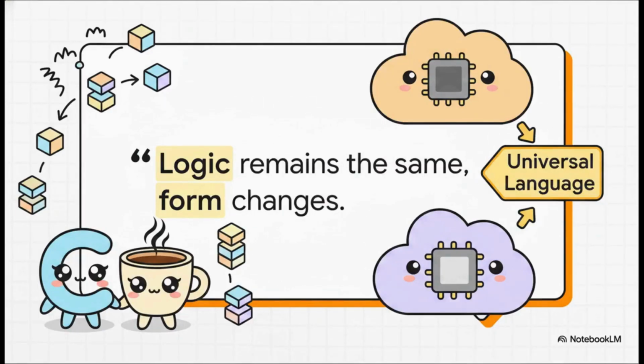While C and Java might look totally different on the surface, their underlying goal, to organize and structure data, remains exactly the same. The form changes, sure, and the syntax definitely shifts, but the fundamental logic of taking messy, real-world information and giving it a cozy little home in your computer's memory, that is a universal language.